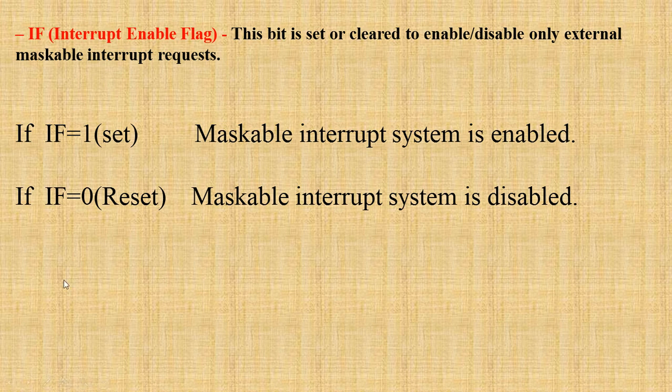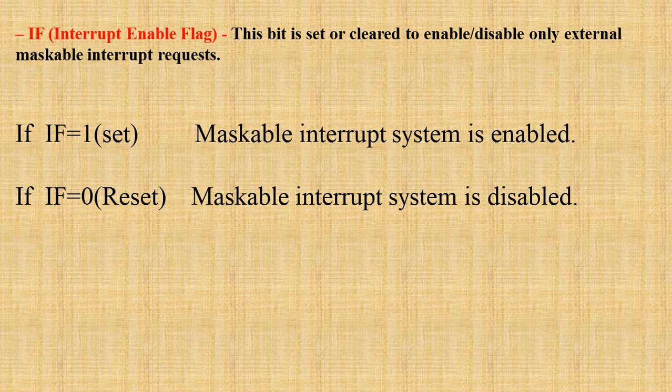Therefore, if you want to serve the request, this flag must be set. That is, if the interrupt flag is set, the interrupt system is enabled. If the interrupt flag is reset, the interrupt system is disabled. It's something like a main switch. If the main is off, what happens? The complete electrical appliances are disabled. Therefore, if you want to use any electrical appliances, the main should be on.